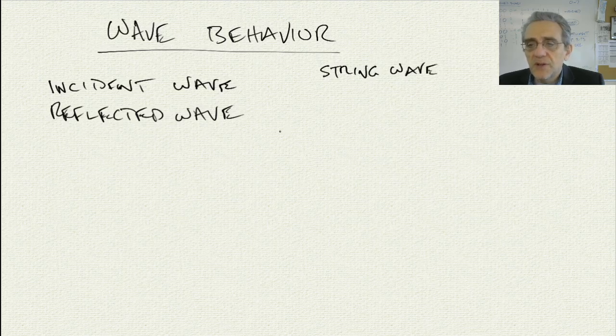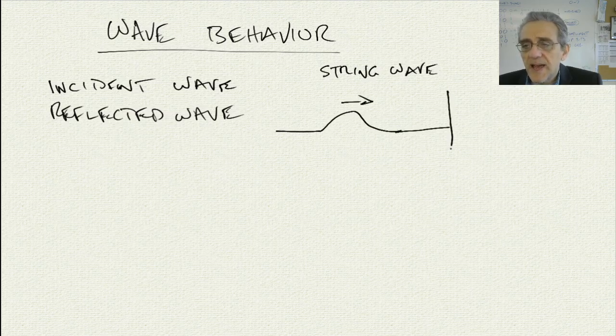So we could have, for example, a string like this with a wave that's going like that, and the wave, let's say, is traveling in this direction, and here we have this is our boundary. And this is a fixed boundary. In other words, it could be a wall, something holding the end of the string or rope. So in this case, this incoming wave here is called the incident wave.